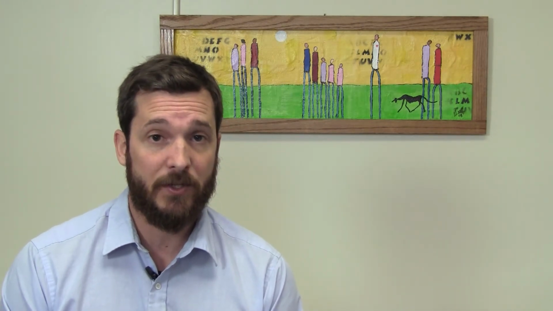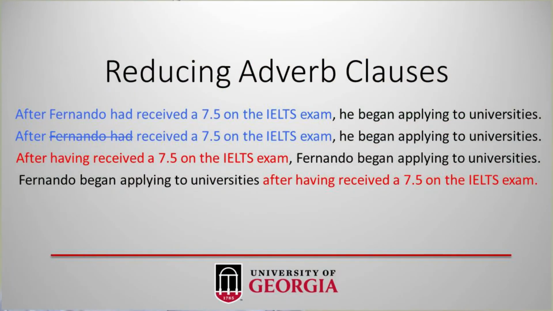To reduce this into an adverb phrase, I have to remove had received and I have to change it to having received. And just like in the other sentences with Sota and Ferris, I remove the subject. So my reduced adverb phrase becomes, after having received a 7.5 on the IELTS exam, comma, Fernando began applying to universities. Just like in my other sentences, I can also change the placement of my adverb phrase and say, Fernando began applying to universities after having received a 7.5 on the IELTS exam.